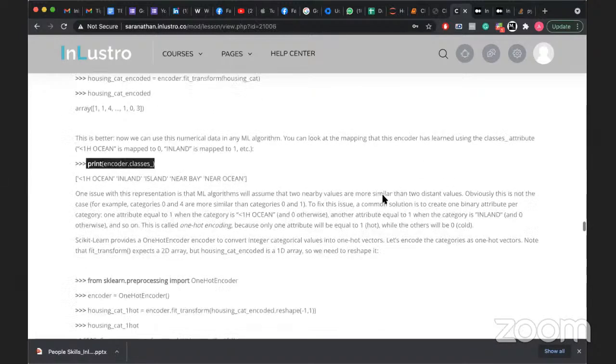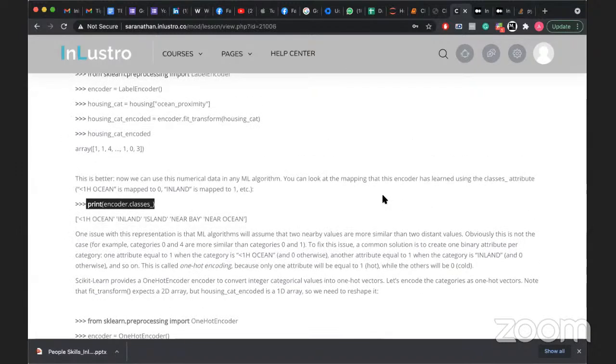Now, one issue with the representation is that ML algorithms will assume that two nearby values are more similar than two distant values. That's a problem because by nature, 0 and 1 are closer than 0 and 5. But while doing a text to number mapping, that may not necessarily be the case. Less than 1 hour ocean and near ocean are very similar, but less than 1 hour ocean and inland are totally different. Yet category-wise, they are 0 and 1, and this is 0 and 4, correct?